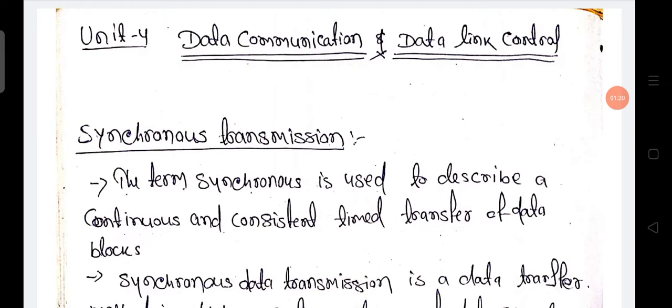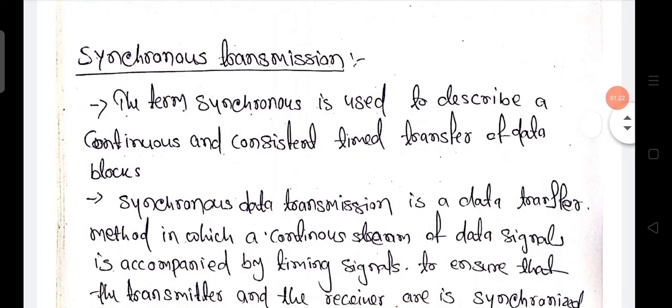Okay. In synchronous transmission, what happens? The term synchronous is used to describe a continuous and consistent timed transfer of data blocks. That means the word synchronous refers to data being transmitted continuously and consistently.